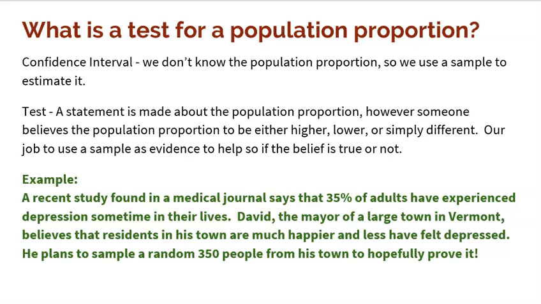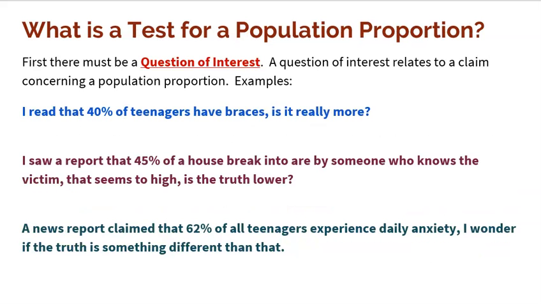So this is where a test is needed, because we are given a true population proportion. We were told, we read, 35% of adults have experienced depression sometime in their lives. But David, this mayor, believes that his town is lower than that. So the only way we could prove that he is right is to put his belief to the test. So the first part of this is understand there's got to be a question of interest, right? David's question of interest is, what proportion of people in my town are depressed? The national value is 35%, but David thinks his town is lower.